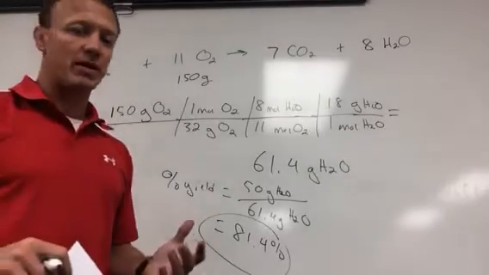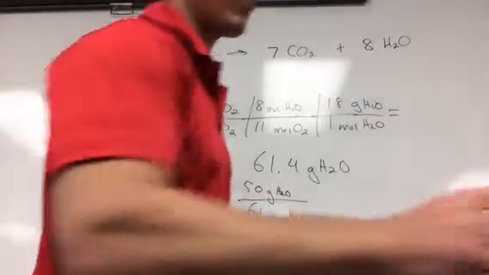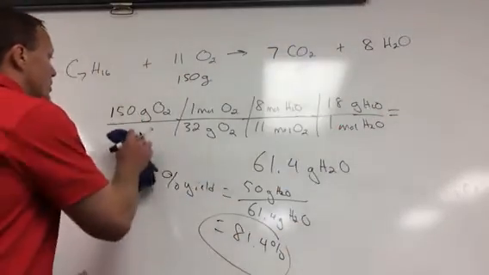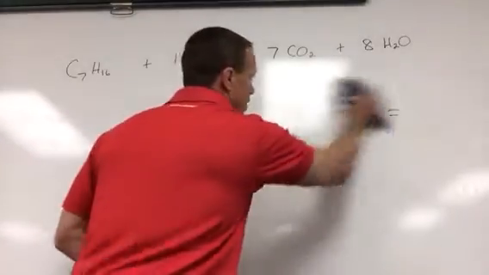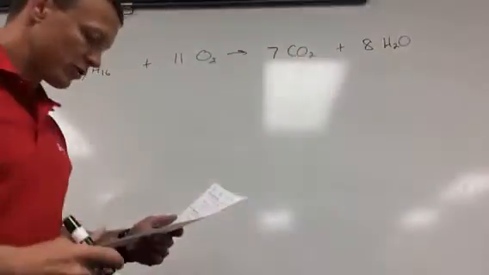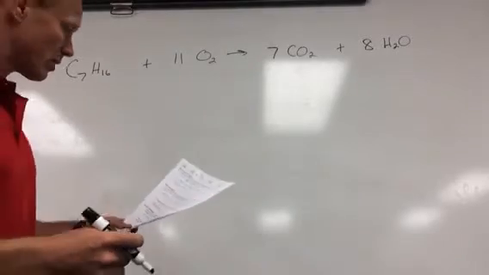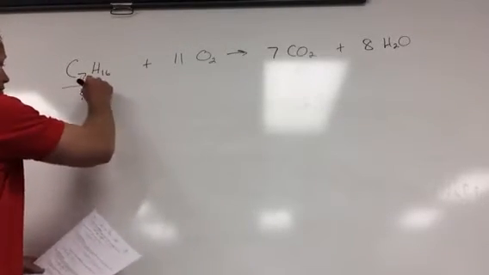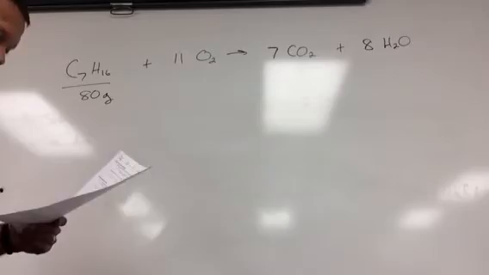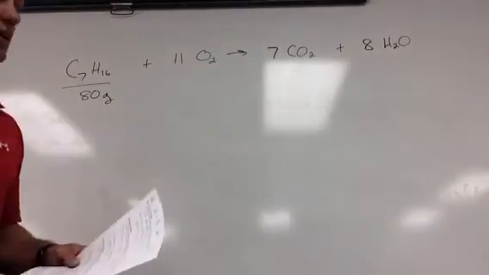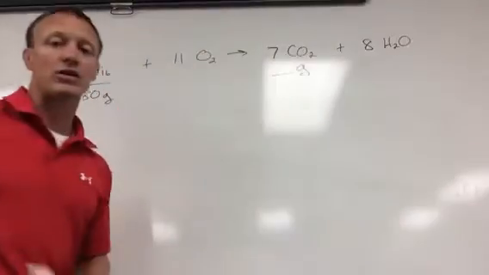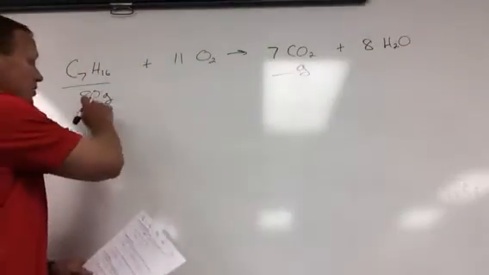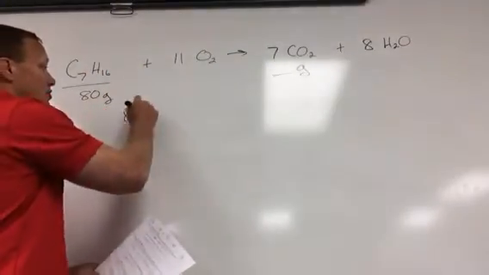Again, 100% yield would be the best. This yield is 81.4%. The other percent yield question is one that's a little bit more difficult. Not too much more, but it tells you that a student used 80 grams of that, and they only got a 70% yield of carbon dioxide. So we need to figure out what was their theoretical yield. What should they have gotten from these 80 grams, assuming we have enough oxygen.